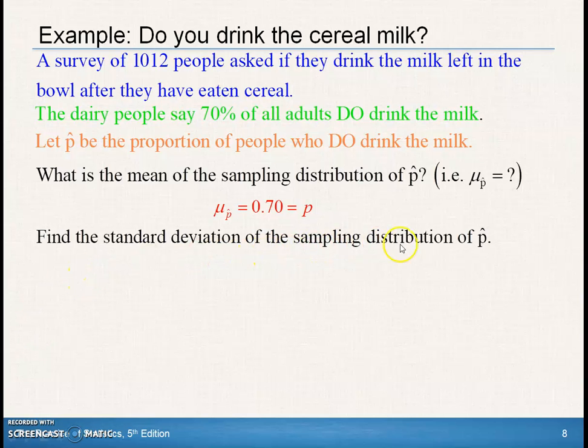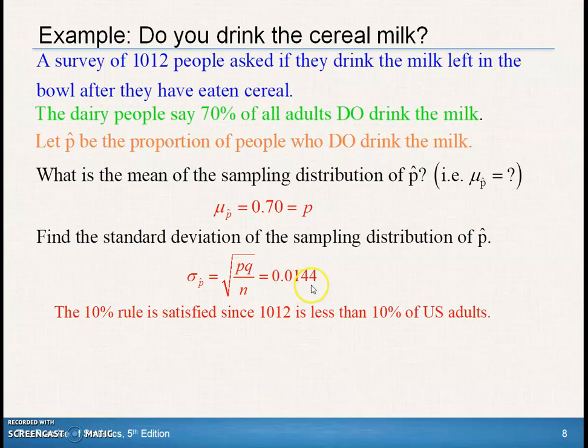Find the standard deviation of the sampling distribution. Well, remember, mu sub p cap was p, but sigma sub p cap was the square root of pq over n. So p is 0.7, q is 1 minus 0.7 or 0.3, over n. And when you take the square root, now, the 10% rule: 1,012 multiplied by 10 gives 10,120. Is that the number of adults in the United States? Well, I think there are more than that. So this is less than 10%.